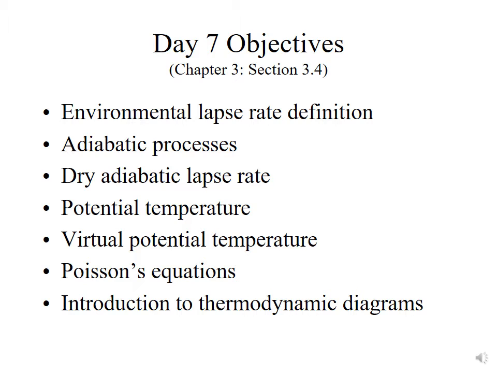Our objectives are from Chapter 3, Section 3.4. We're going to define the environmental lapse rate and adiabatic processes. We will look at how dry adiabatic lifting of an air parcel will affect its temperature with height. We'll define a potential temperature and virtual potential temperature. And we will use Poisson's equations to determine how temperature, pressure, and the specific volume of an air parcel change as it moves up or down in the atmosphere. And lastly, we will introduce thermodynamic diagrams.